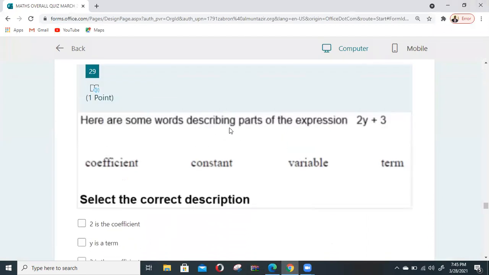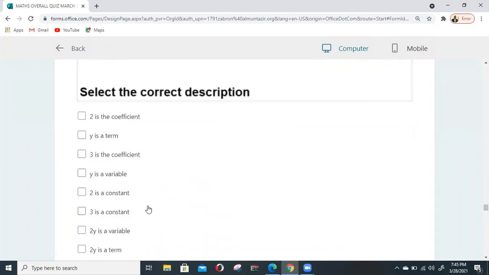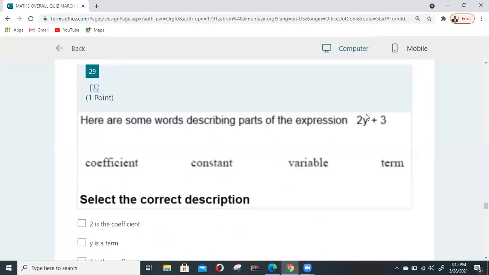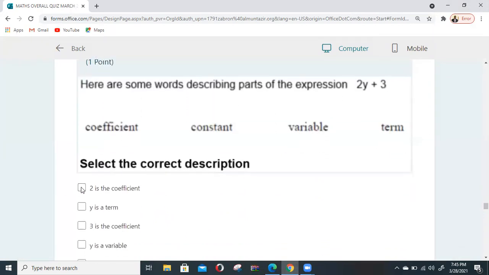Here are some words that describe parts of the expression, 2y plus 3. Can you tell what is the coefficient, what is the constant, what is the variable, what is the term? Now you already know what coefficient, constant, variable, and term mean. So here they're saying 2 is the coefficient. Yes, 2 is a coefficient. Go ahead ticking here.